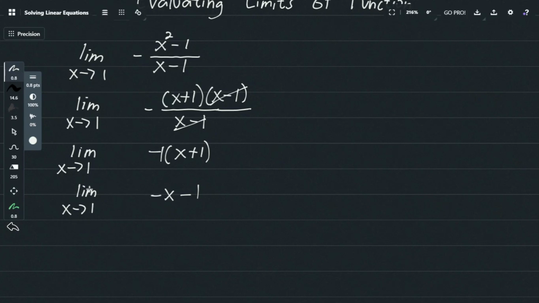Now we can try to use the substitution strategy. So we have negative x. So the value of x is equal to 1. So we have to substitute 1, minus 1. And the final answer is negative 2. So the answer of the limit of negative x squared minus 1 all over x minus 1 as x approaches 1 is equal to negative 2.